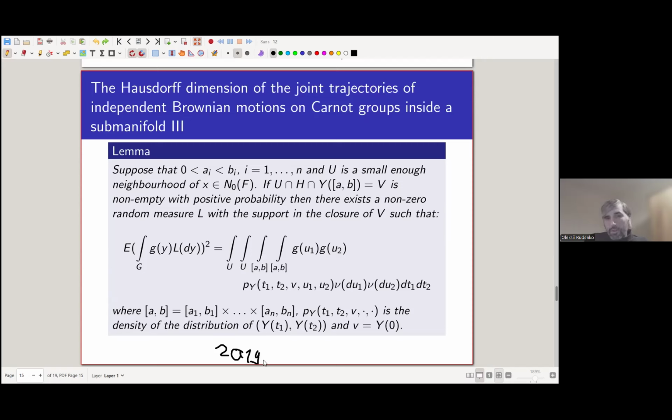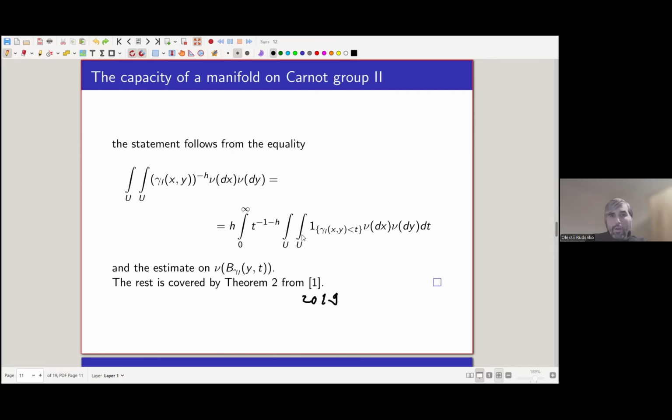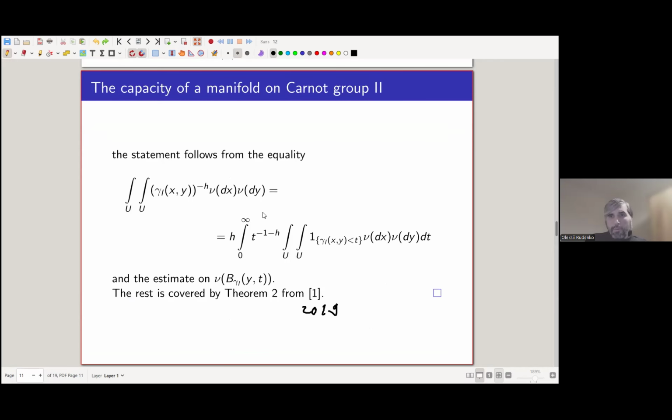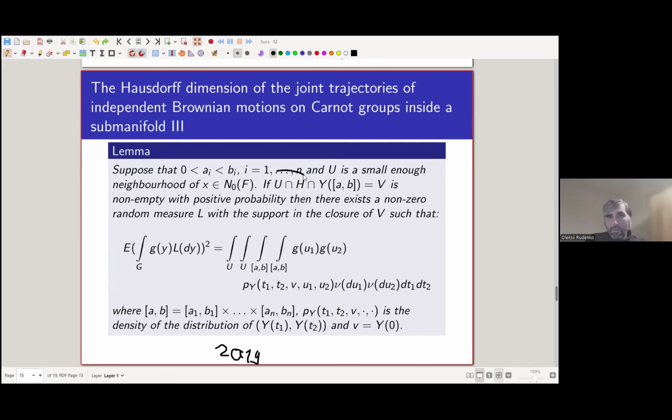So here I just need to use results from 2019. I will skip that. I do not think there should be any problem, but I probably need to be more precise here, with this definition. But I think it's more or less clear that if I have some estimates of this type, then I can do this construction. Okay, and then we will have local time for the intersections of these processes on the set U intersect with H.